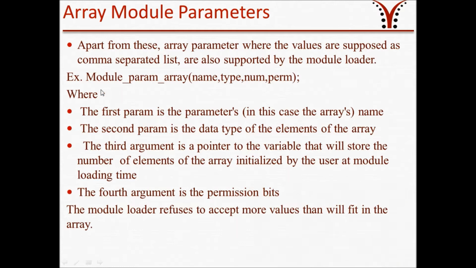For an example, just have a look at module_param_array with a name, type, number, and permission parameters, where the first parameter is the parameter's name. The second parameter is the data type of the elements of an array. The third argument is a pointer to the variable that will store the number of elements of the array initialized by the user at module loading time.